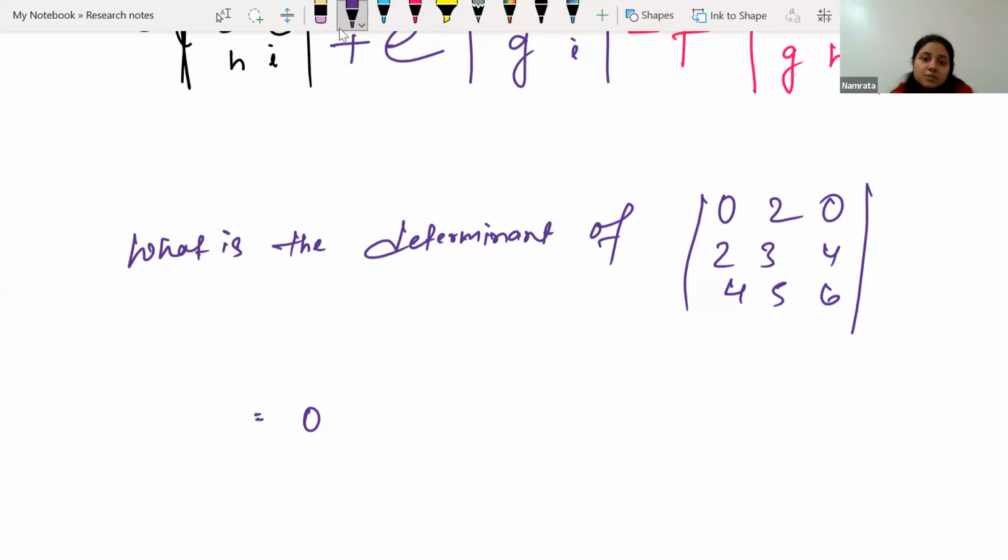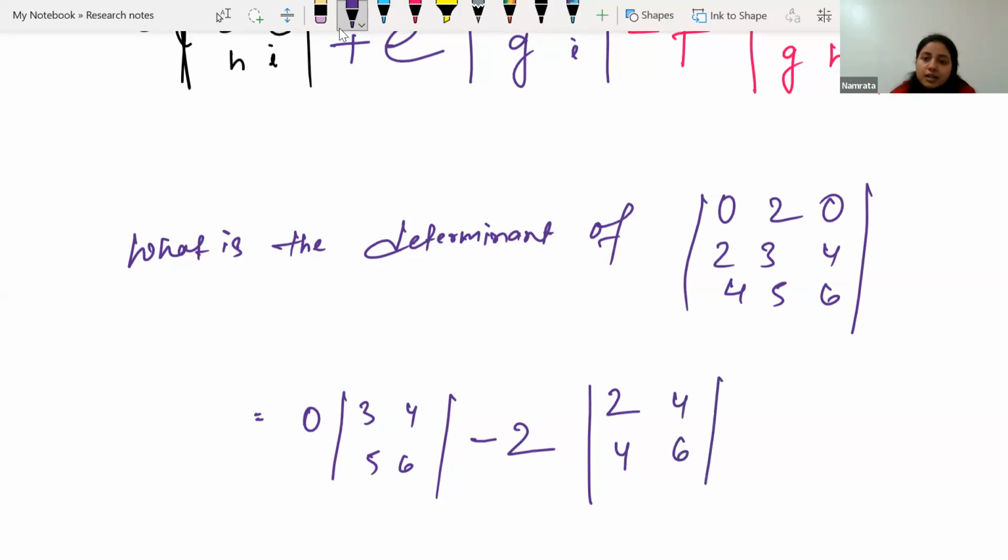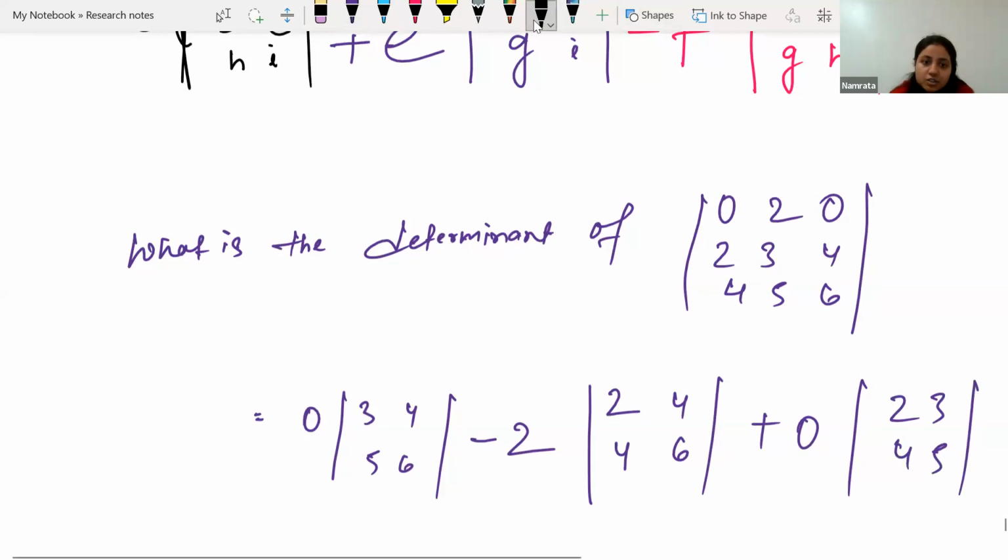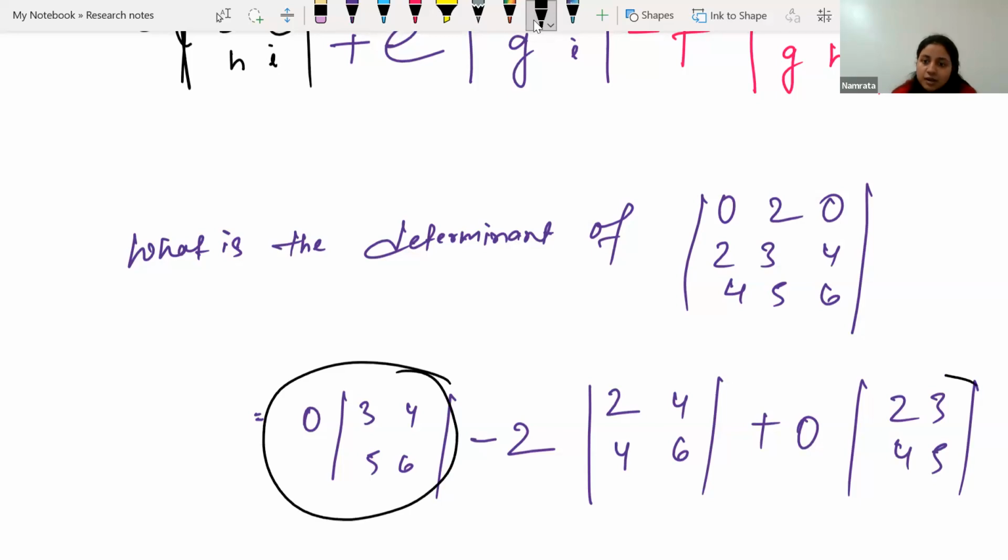So here if we expand it, the first number I have taken as 0, and then it will be 3 4 5 6. Then the other one will be -2, and we will cover the row and column, and we will have 2 4 4 6. Then we will have +0, and then 2 3 4 5. Here you can see we don't even have to do the multiplication and expansion of this part and this part, because whatever we get will get multiplied with 0, and it will be 0 only. Okay, so these two parts we don't even have to do.